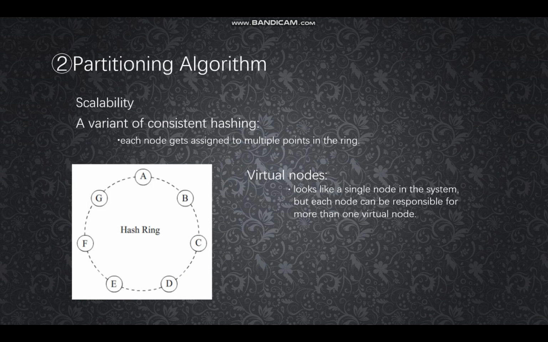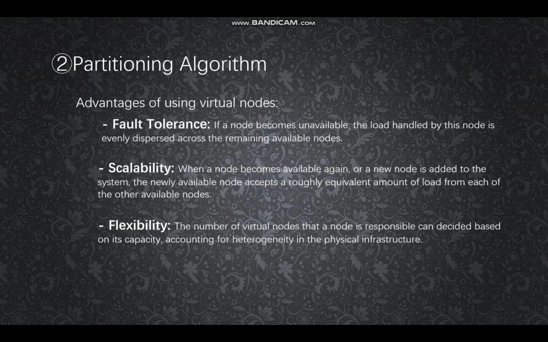As we mentioned before, one of the crucial requirements for Dynamo is scalability. To achieve this, the system used a variant of consistent hashing. In consistent hashing, each node on the ring would only be responsible for the region between itself and its predecessor node. While in the variant algorithm we're actually using, each node can be responsible for more than one successor node, and these successor nodes are the so-called virtual nodes. There are several advantages of using virtual nodes. Like the system could receive fault tolerance, it would be easier to scale out, and there would be more flexibility in choosing the number of virtual nodes.